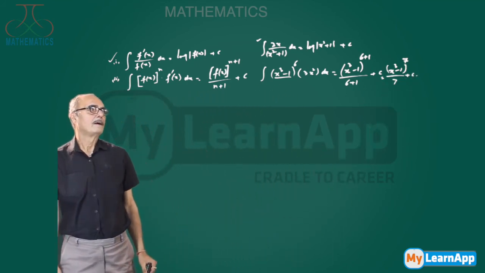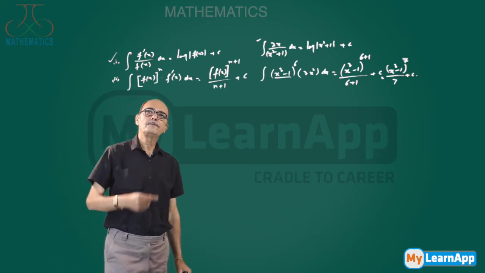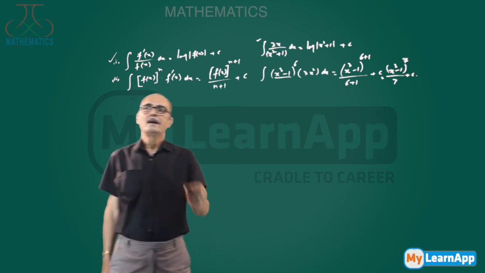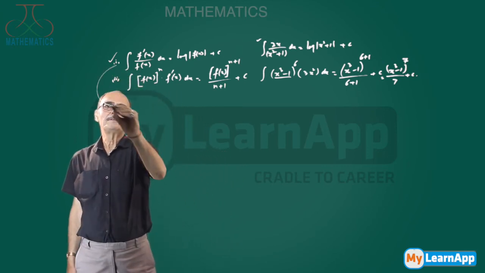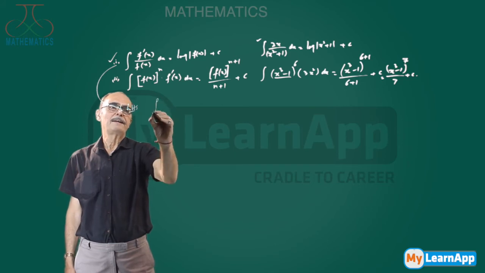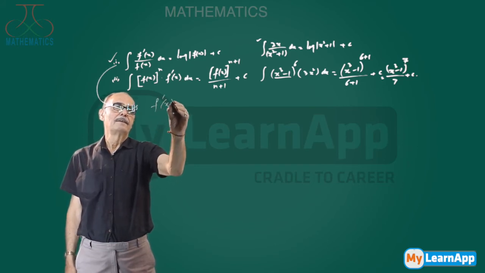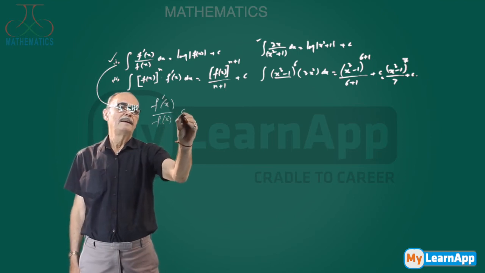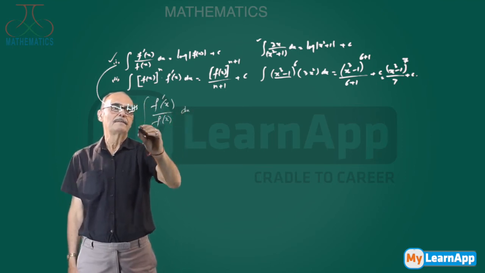Well, we can establish these both formulas in this way. If we take the left hand side of the first formula, this is f dash x divided by f of x and d of x, integral of this.